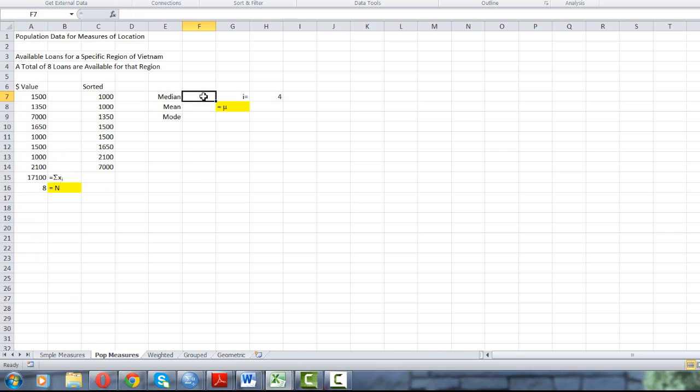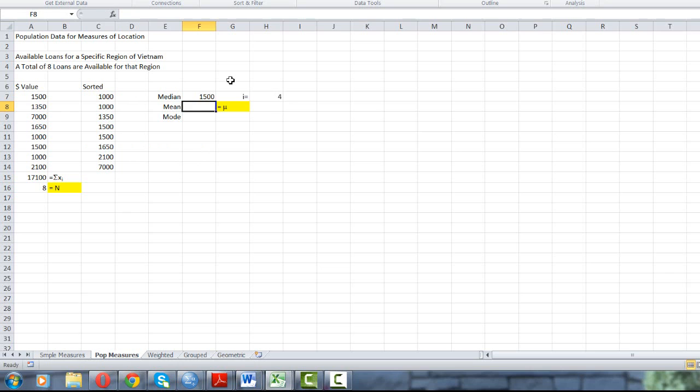So does the median change in terms of how we calculate it? Of course not. You've got your sorted data here. We're taking 0.5 times the number of observations, 8, and so we get a value of 4. So 1, 2, 3, 4. We're going to take the average of the 4th and 5th value. Well, that works out nice. Don't even have to average that. It's 1500 since there's 2 of them there.